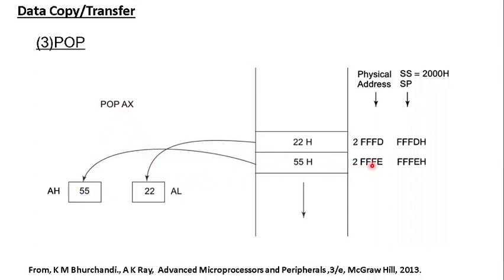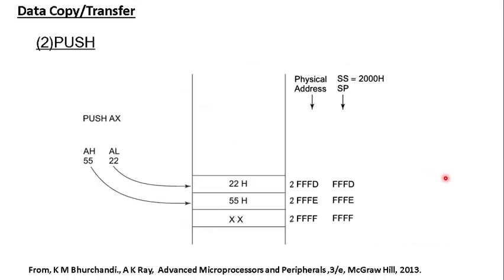Then let's see how SP changes when this pop operation completes. Initially SP is pointing to FFFD here. Then when 22H is removed, it should now point to the current top of stack, that is 55H, right? So it will be incremented by 1. SP will be FFFE, currently pointing to 55. Then when 55 is also popped, what happens? It should point to the next valid top of stack, so it will be incremented by 1. So it will be FFFF. The entire thing will be this one, FFFF.